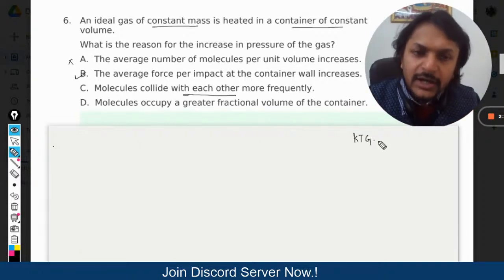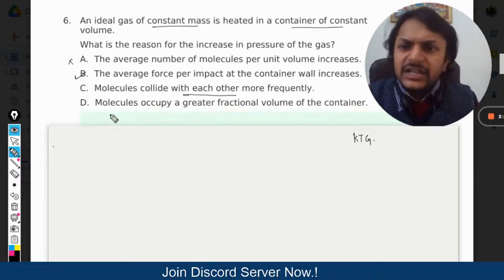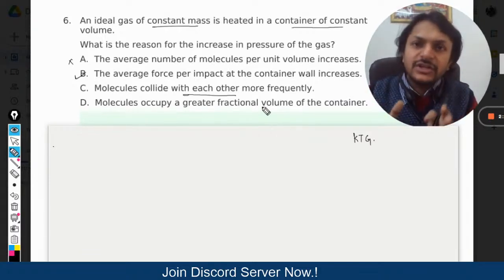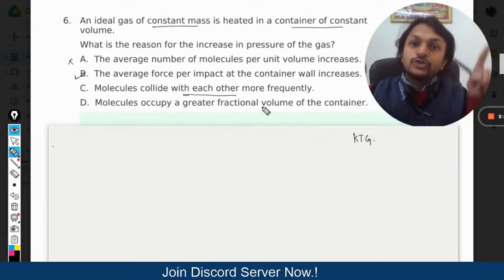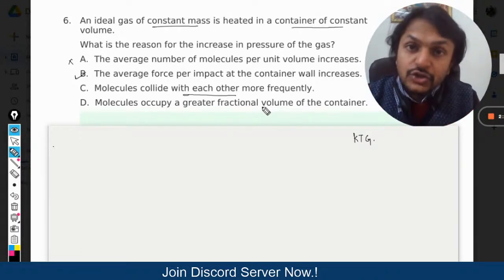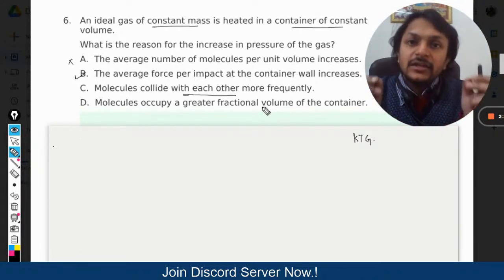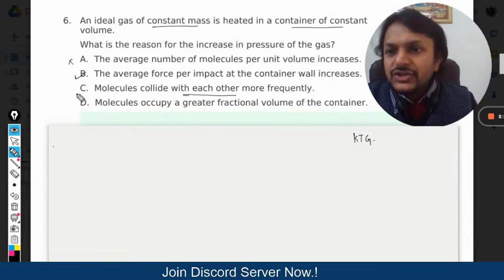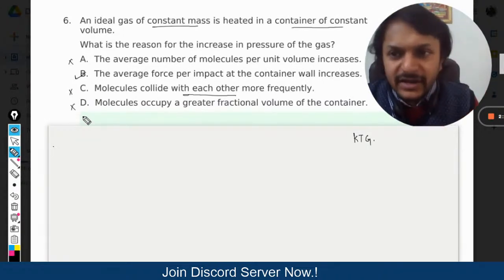According to the assumptions in KTG, the volume occupied by the molecules is very, very tiny. I would say very small when compared to the total volume of the chamber. So the volume occupied by the molecules actually is very small. That's the assumption in KTG. So C will also be wrong, D is also wrong, and hence B is the right answer.